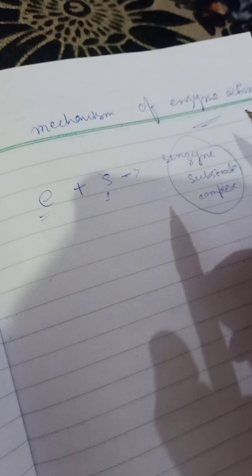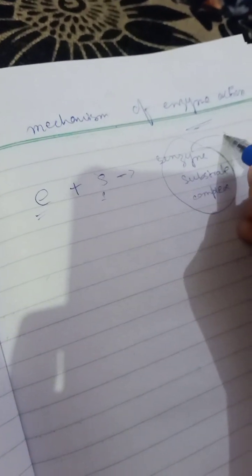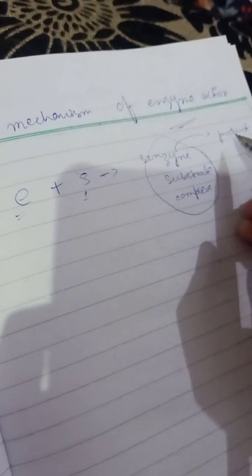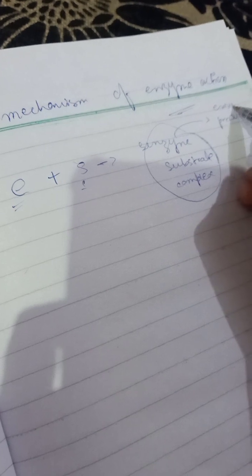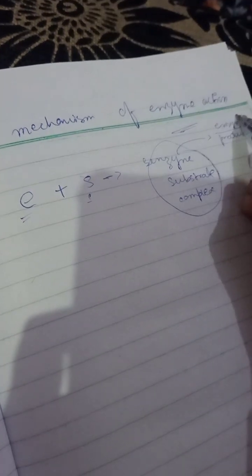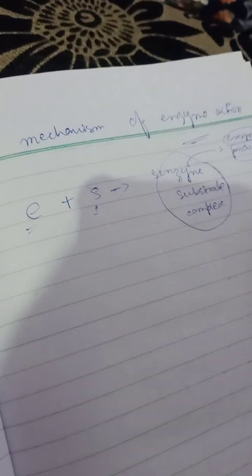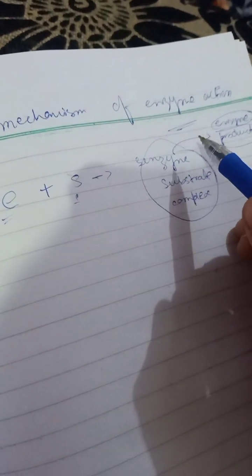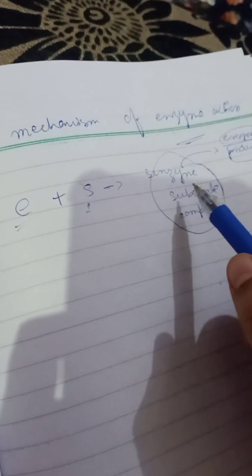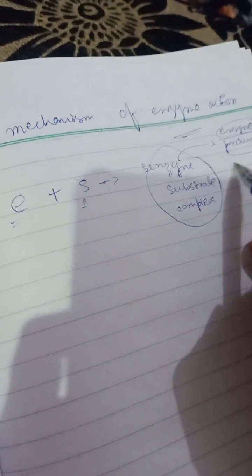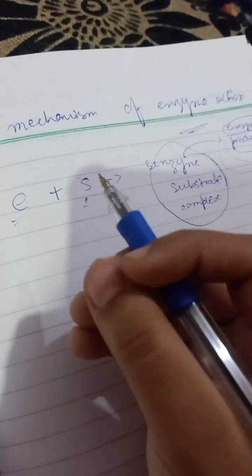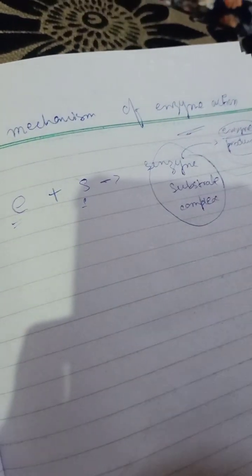After that, the enzyme-substrate complex makes a product, so an enzyme-product complex is made. After that, the enzyme and the product separate, and the product is finally released. The product is attached with the enzyme, so we call it an enzyme-product complex. After that, the enzyme will be detached and the product will be formed.